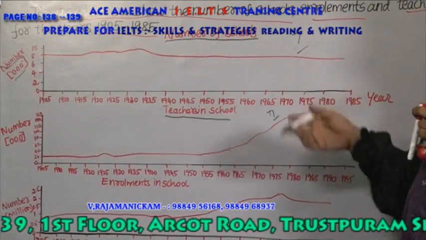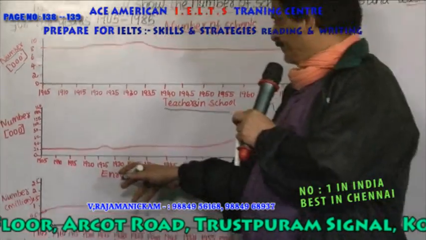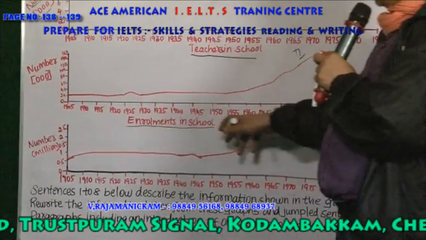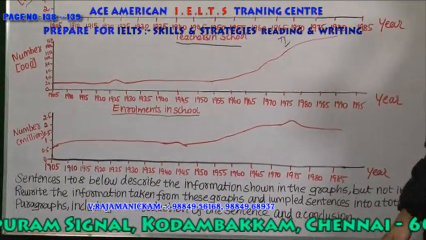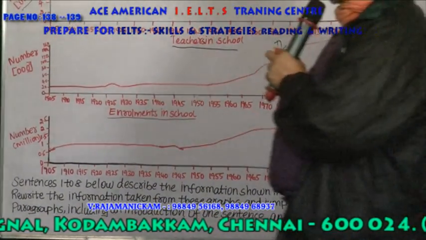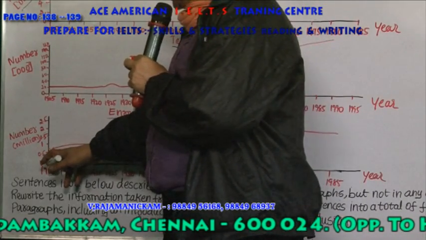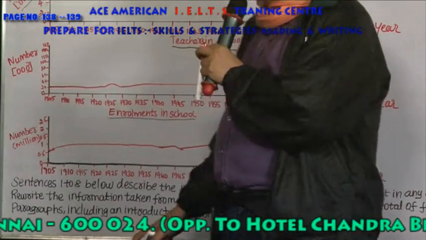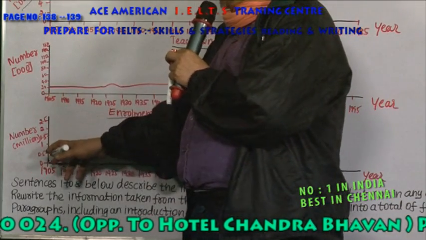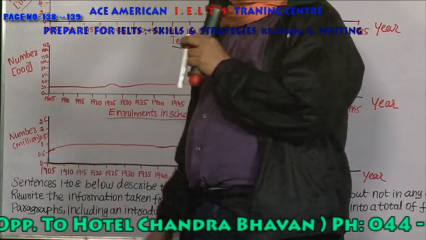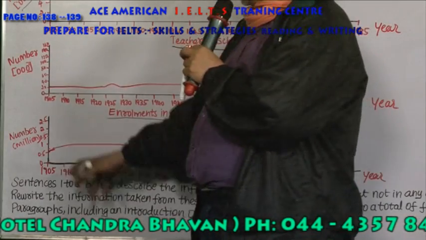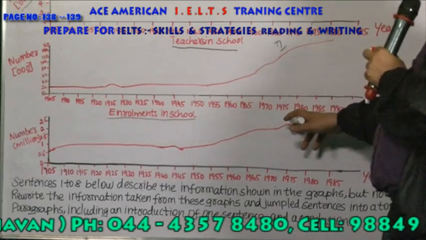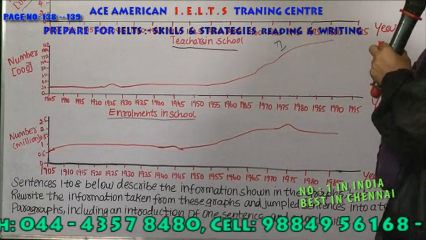Then coming here, that is teacher enrollment, staff. Then coming to the enrollment of students in school. In 1905, once again on the y-axis you have millions. A million is equal to 10 lakhs. So 0.5 million, almost 5 lakhs, is where it started in 1905. Then it gradually went up, increased to the peak, and then went slowly down.